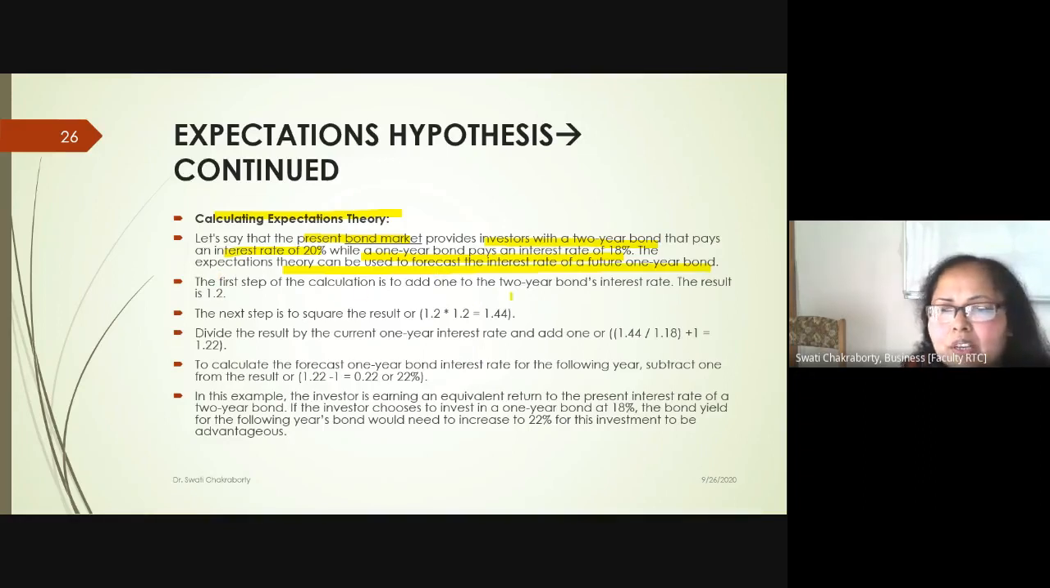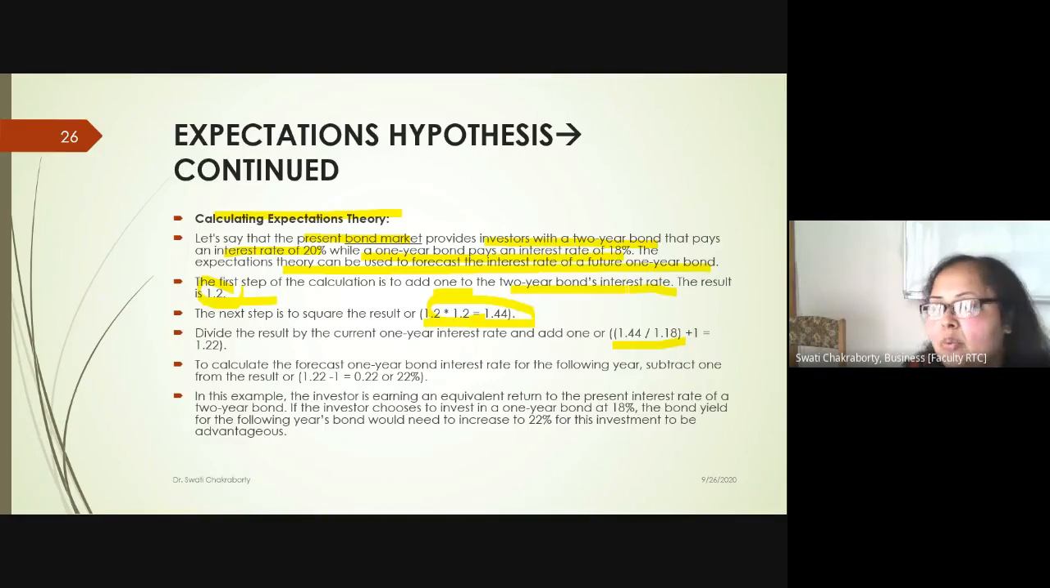The first step is we add 1 to the 2 year bond's interest rate. So 20% means 0.2, and adding 1 plus 0.2 is 1.2. Then the next step is you square it. So 1.2 times 1.2 is 1.44. Now you divide this result by the current 1 year interest rate. What is the current 1 year interest rate? That is 18%.